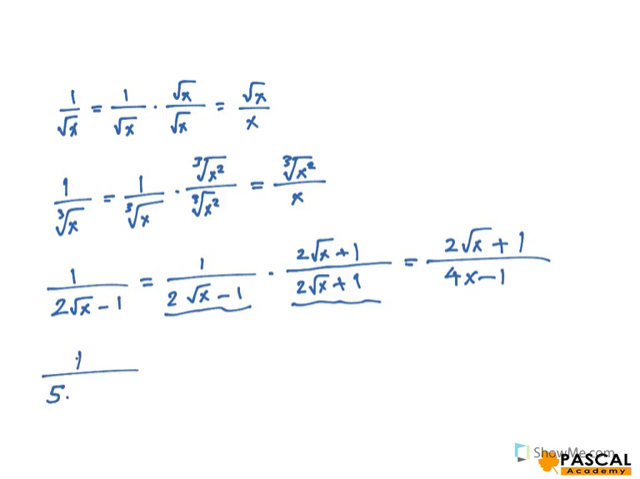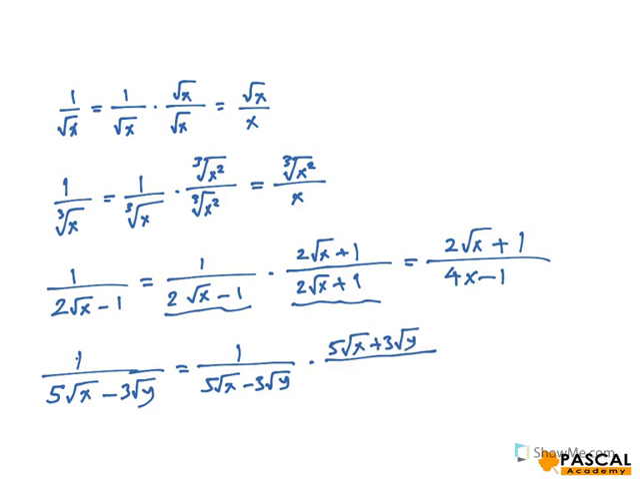Next example, 1 over 5 root of x minus 3 root of y. In order to rationalize the denominator, we multiply the numerator and denominator by the conjugate of the denominator, which is 5 root x plus 3 root y. 1 times 5 root x plus 3 root y is 5 root x plus 3 root y. And 5 root x minus 3 root y times 5 root x plus 3 root y is a difference of squares. It's going to be 25x minus 9y.